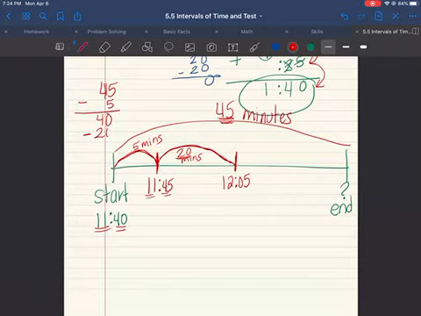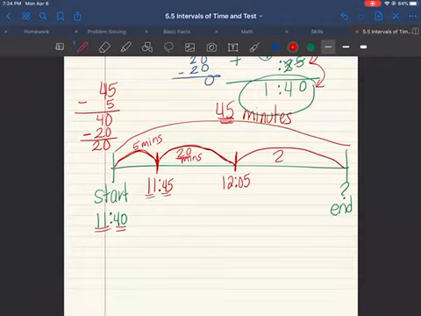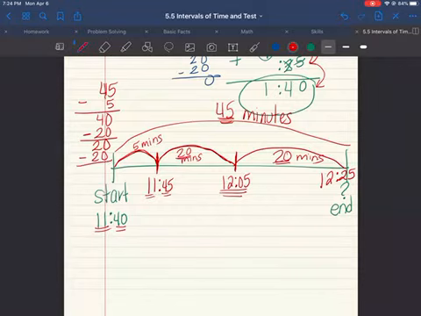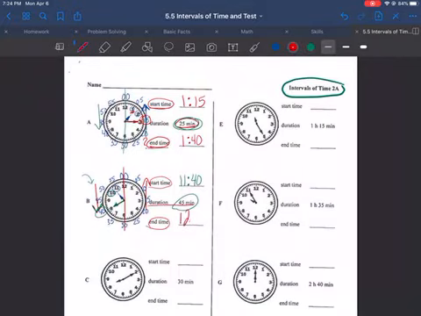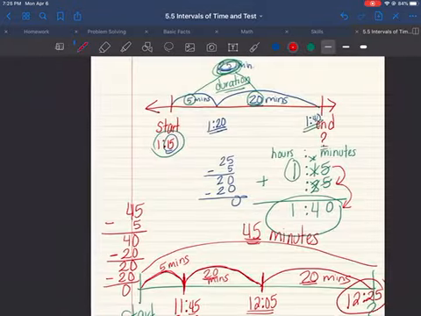Remember, we jumped 20 minutes and we needed 40. So I'm going to take away the 20 minutes that we already jumped. 40 minus 20 is 20. I still need to jump 20 more minutes. So I'm going to jump the 20 minutes. If I'm at 12:05 and I add 20 minutes, where would I end up? At 12:25. I'm going to come over here and subtract the 20 minutes. 20 minus 20 is 0. So what is my end time? 12:25.